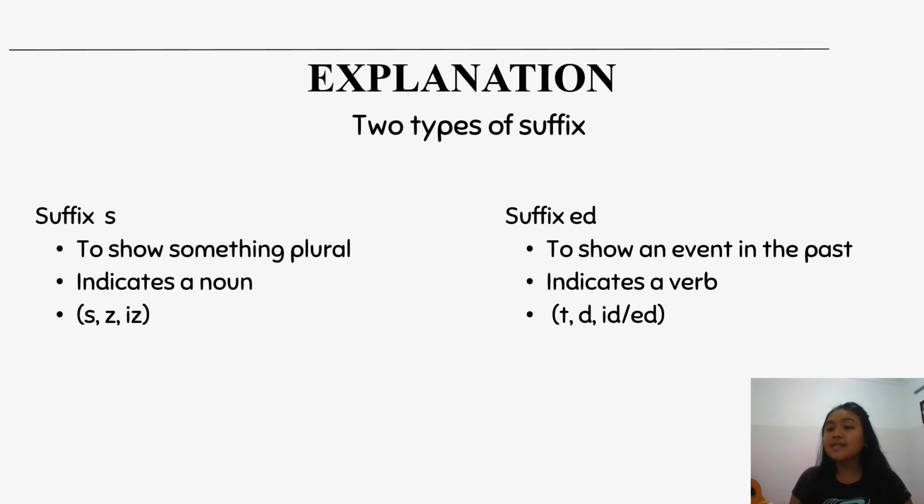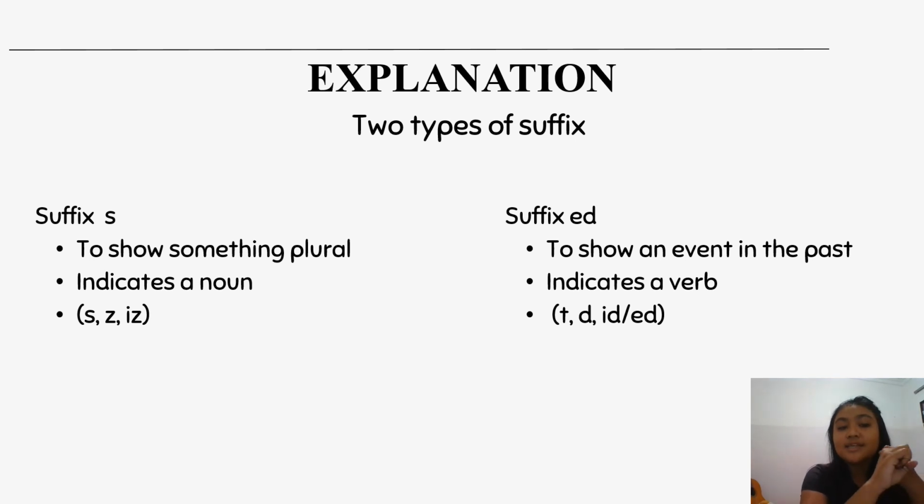So, just like my lecturer already taught me, there are two types of allomorph. There is suffix s and suffix ed. So we're gonna find out about suffix s first. So suffix s is to show something plural. It means suffix s is useful to show something that has a meaning of more than one, or we usually use it ending with s.